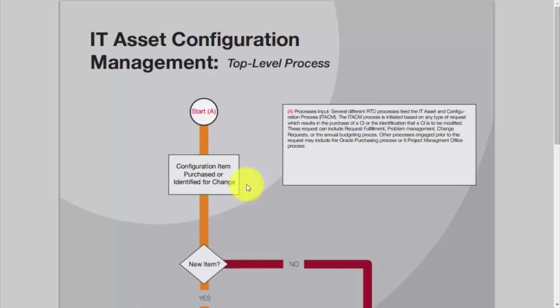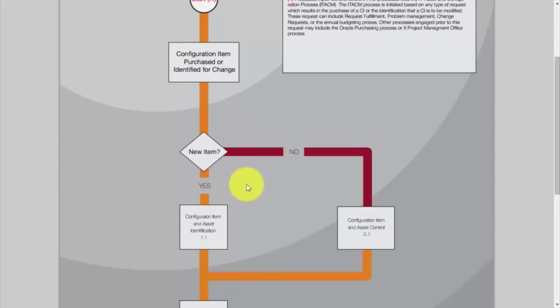The first question in this high-level process is whether or not we are dealing with a new item. And so if we are dealing with a new item, we will immediately move on to the first process, which is configuration item and asset identification process. If it is not a new item, if we're just changing an existing item, we will jump that first process and go to the second process. And the second process is your asset control process.